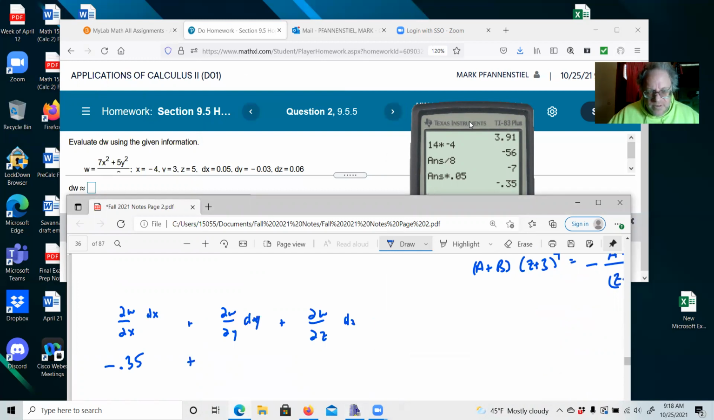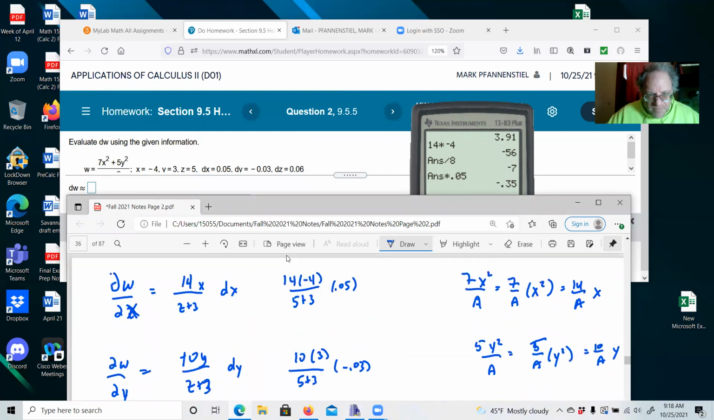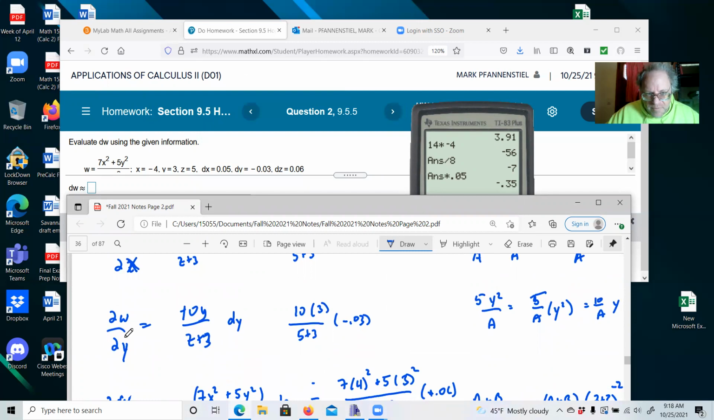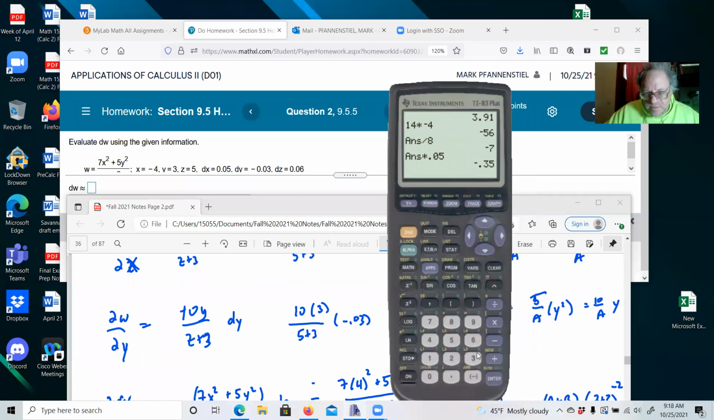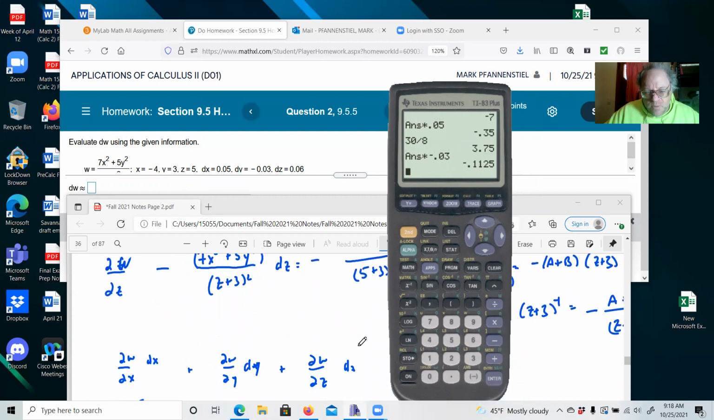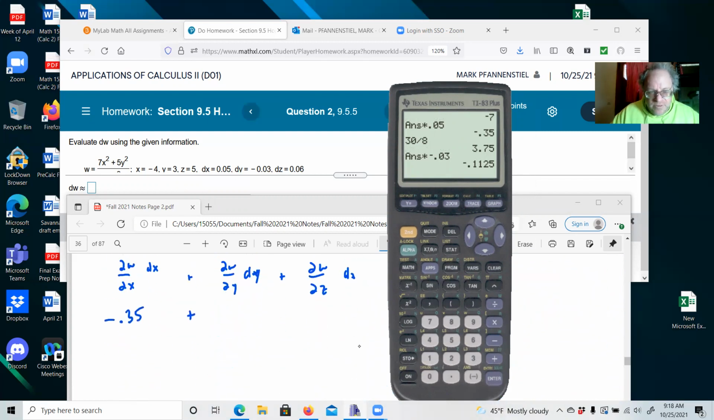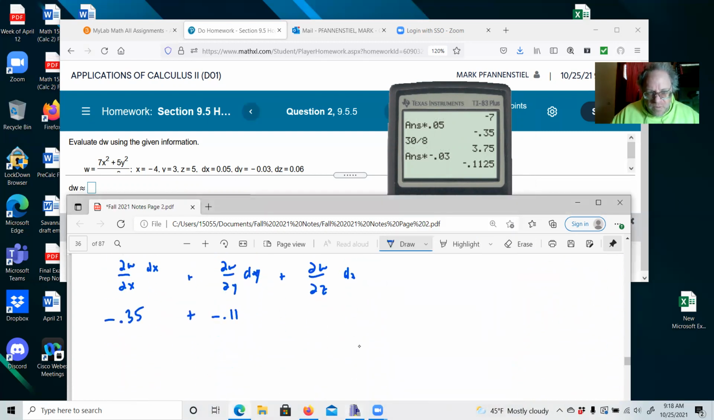-0.35 plus. Now we're going to go up here, figure out our dw by dy, times dy, and we have 10 times 3, that's 30. 30 divided by 8, 5 plus 3 is 8, times -0.03. We get 0.1125. So this is -0.1125 plus, and then finally we do the last one.